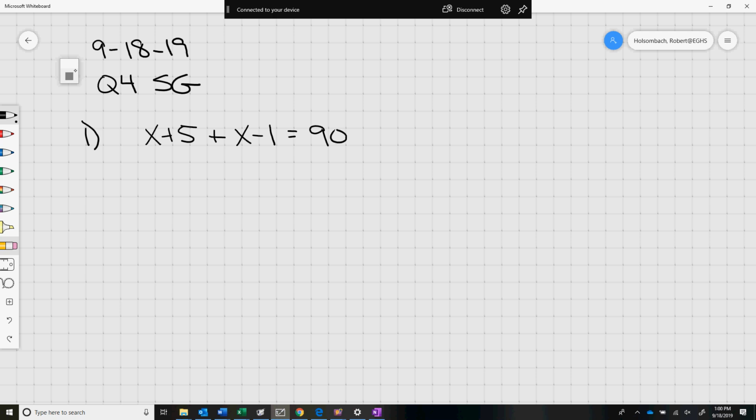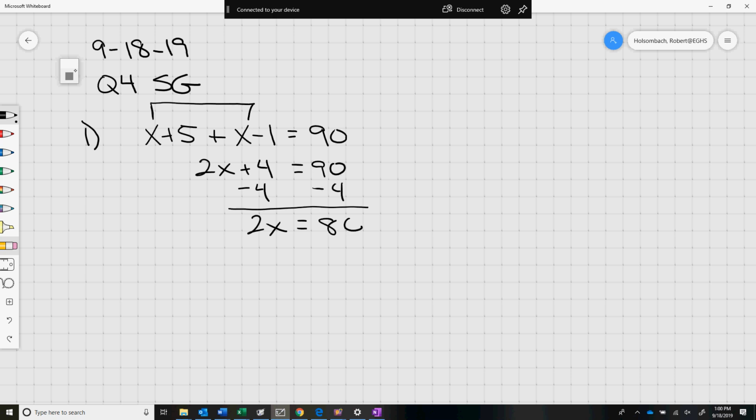The next step is going to be to combine your like terms. So your X plus your X is 2X. Positive 5 minus 1 is positive 4, and it still equals 90. If you subtract 4 from each side, then 2x equals 86, and if you divide by 2, then your x equals 43.